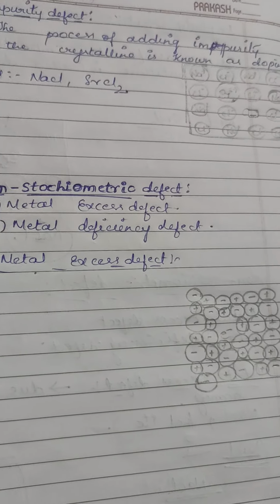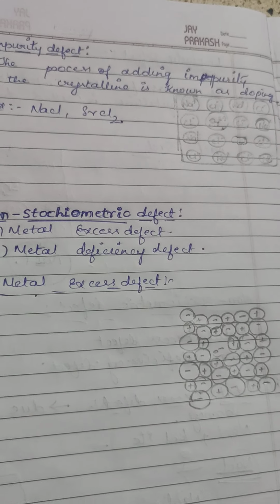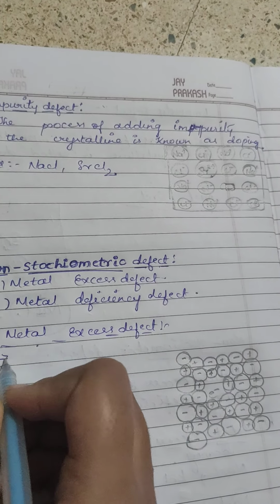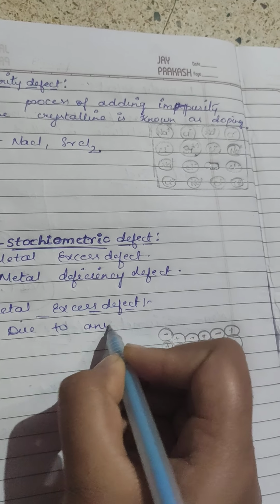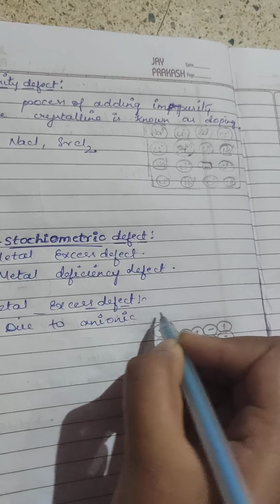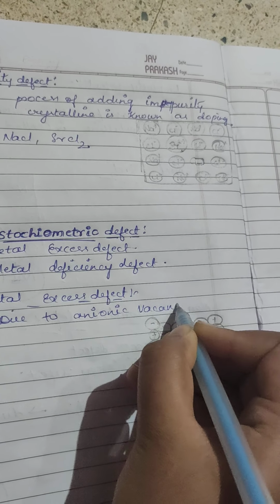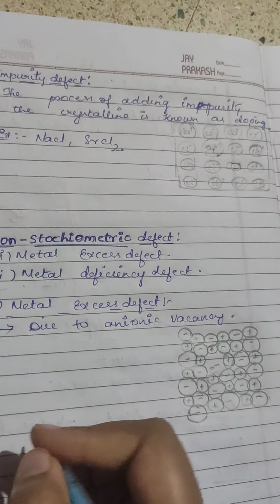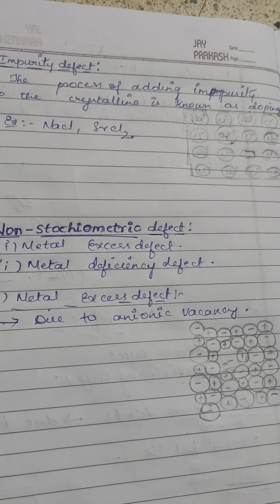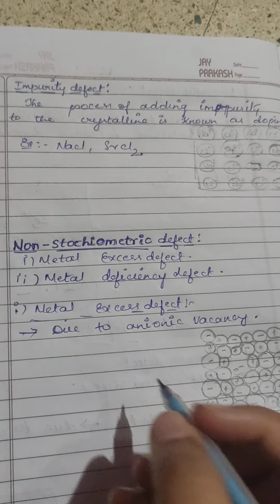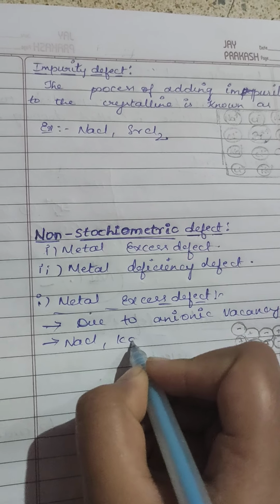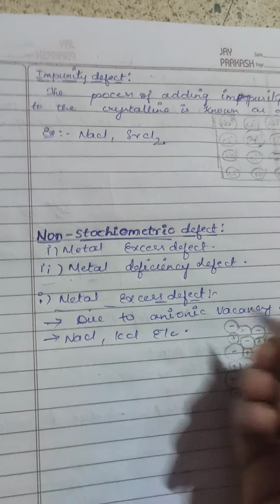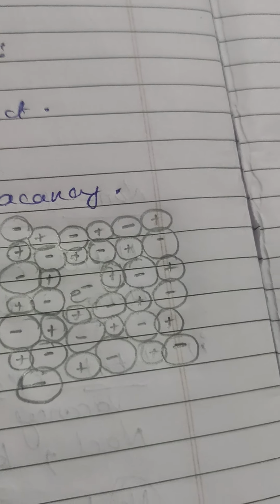What is metal excess defect? It is caused due to anionic vacancy. And you can find such defects mostly in alkali halides like NaCl, KCl and so on. So now let's take the example of NaCl.